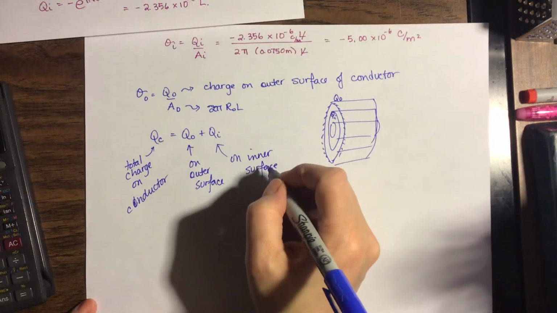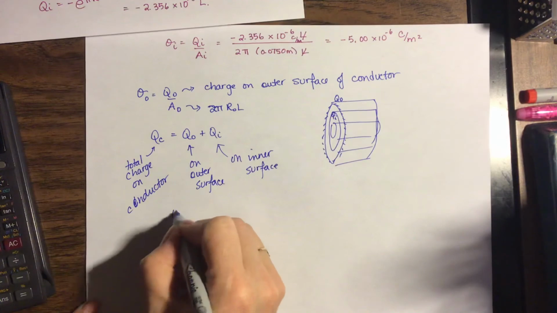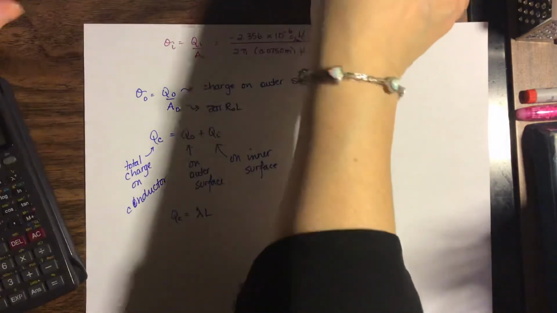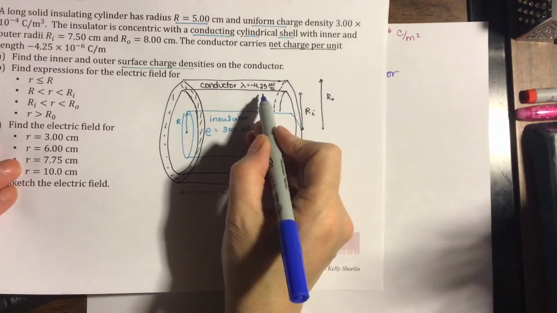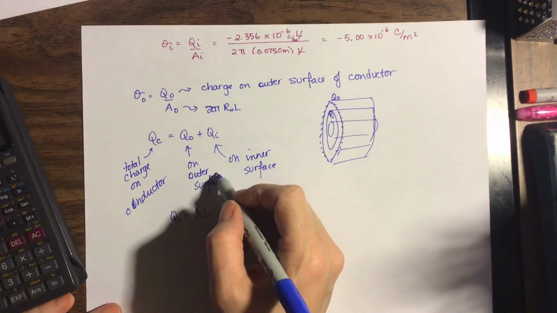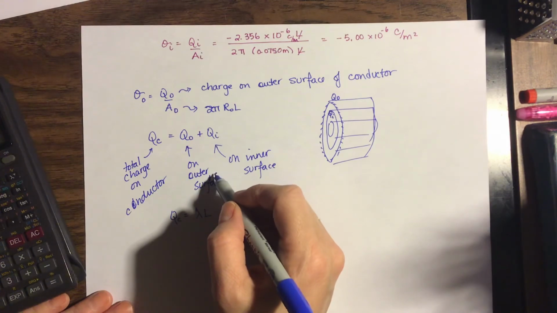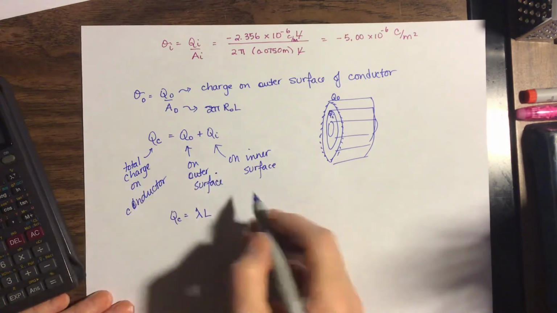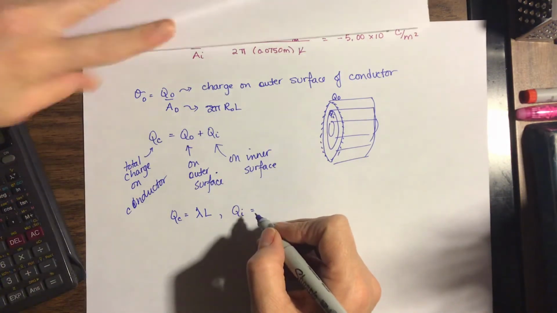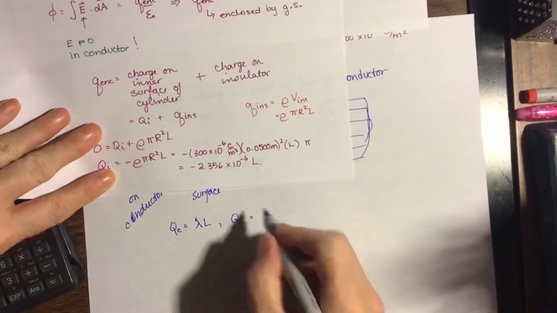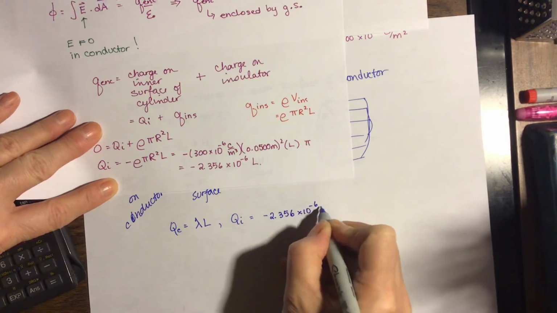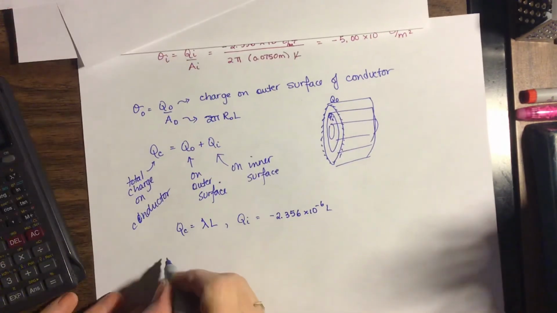So let's see what we've got here. My QC, my charge on my conductor, is going to be my charge density times the length of the conductor. And I do know the charge density, minus 4.25 microcoulombs per meter. My charge on my outer surface is what I'm trying to figure out, and there's my charge on my inner surface. So now let's solve for my charge on the outer surface.